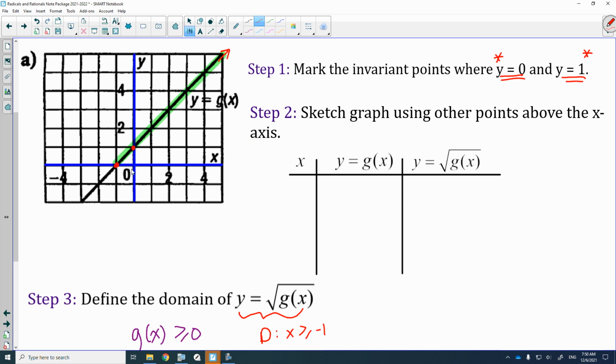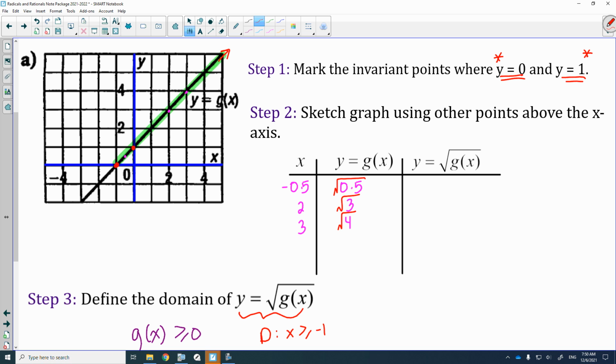So some points I'm going to pick, I will pick this point right here, which is about x is -0.5, and y is 0.5. And then I'm going to pick this point here. So when x is 2, y is 3. And I'm going to pick this point here. When x is 3, y is 4. To find where the corresponding points would be on the radical graph, you simply take the square root of the y value. So it will always be the square root of the y value.